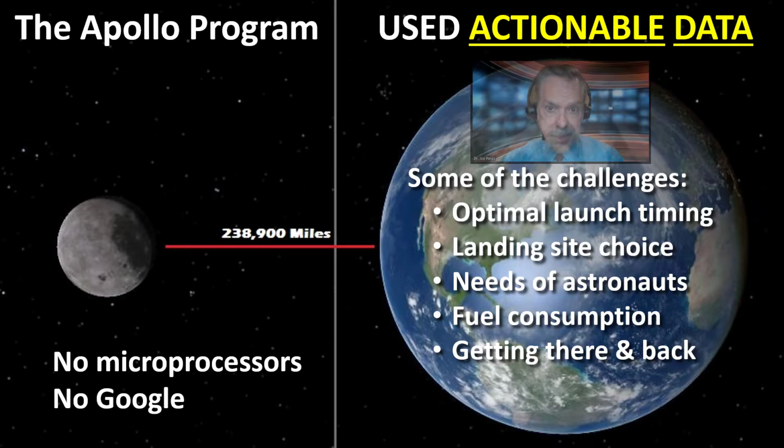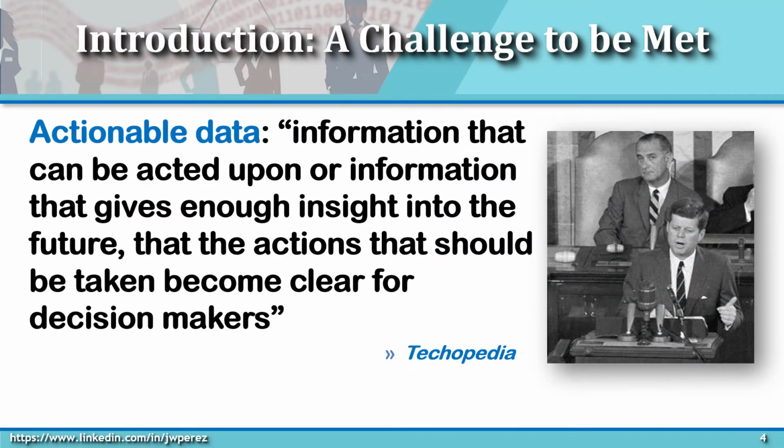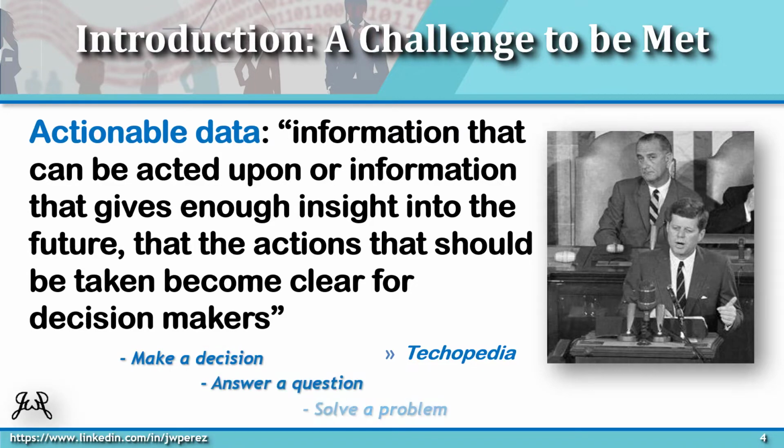Techopedia defines actionable insight as information that can be acted upon or information that gives enough insight into the future that the actions that should be taken become clear for decision makers. In other words, meaningful data that's useful for making a decision, answering a question, or solving a problem. It distinguishes data that can improve things from data that serves as nothing more than fancy window dressing or interesting trivia. But in data storytelling, with every data visualization, you have to start somewhere.